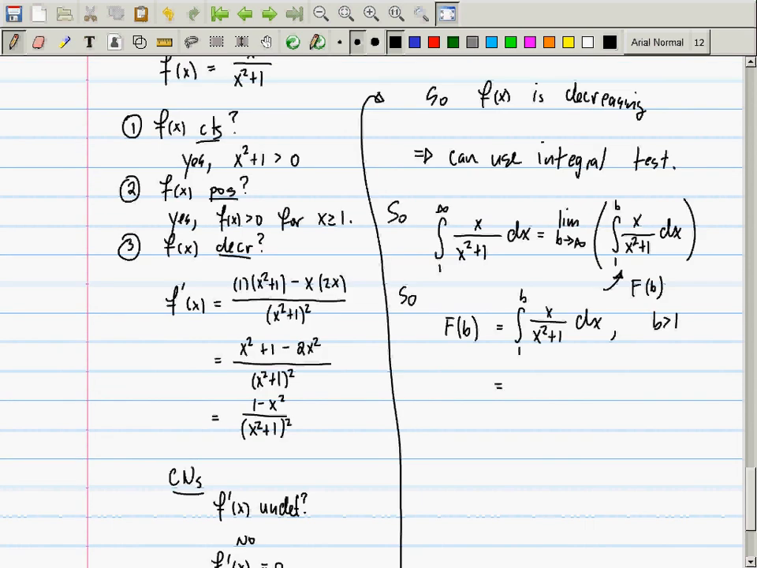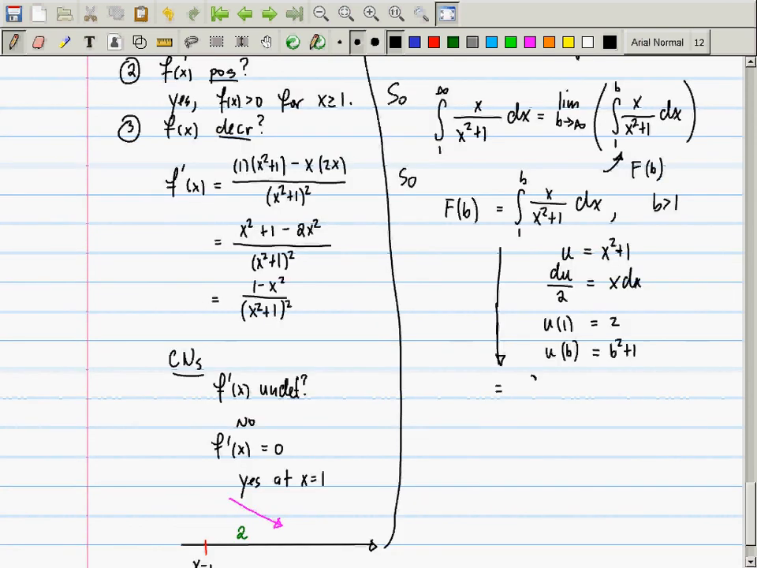Okay, so then how do you proceed on this integral? How do you go further? A u substitution, so I'll say u is x squared plus 1. In this case, du over 2 is x dx. I guess I can evaluate the limits here. u evaluated at 1 is 2. u evaluated at b is what? b squared plus 1. So then after this transformation, F of b becomes what? One half the integral from 2 to b squared plus 1 of 1 over u du.